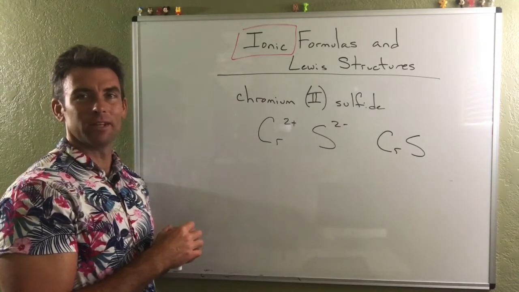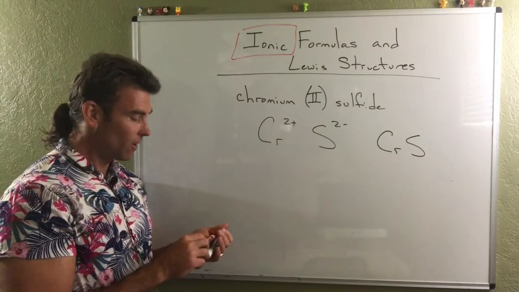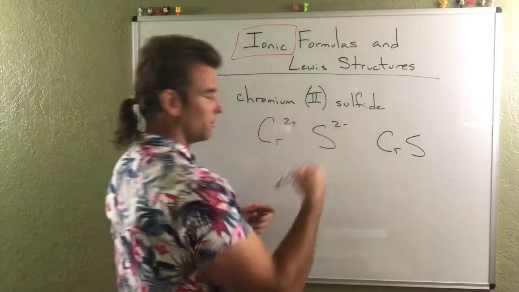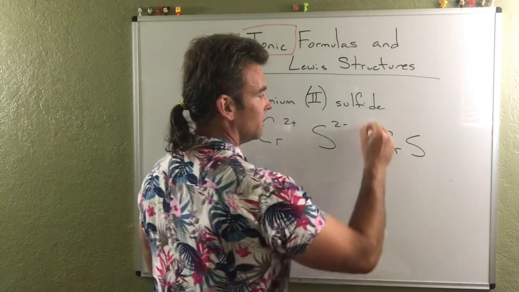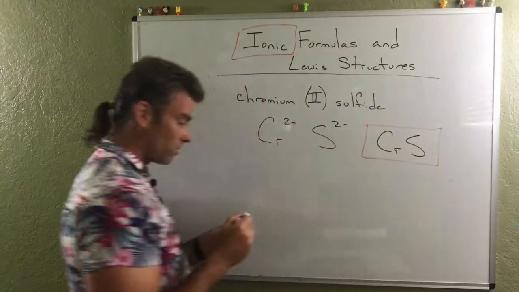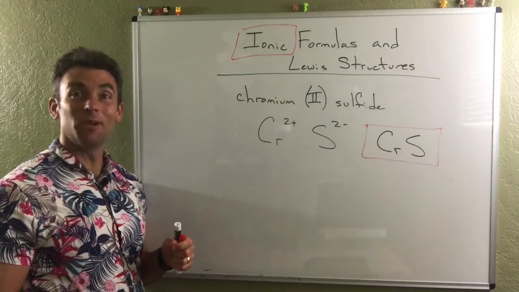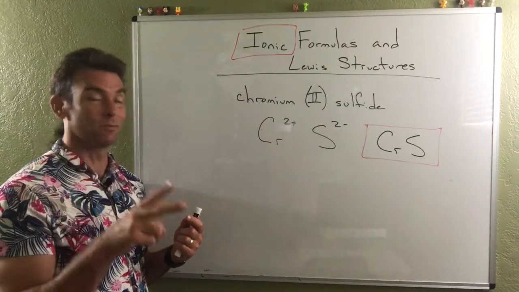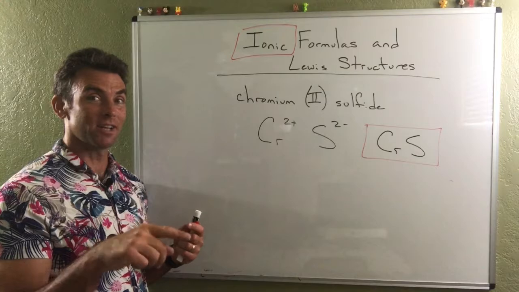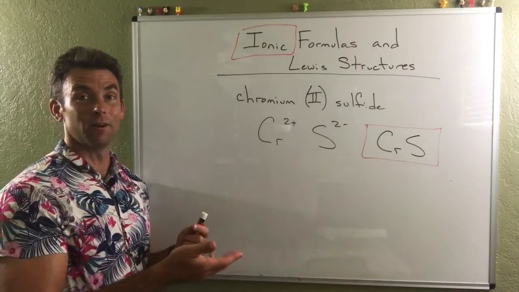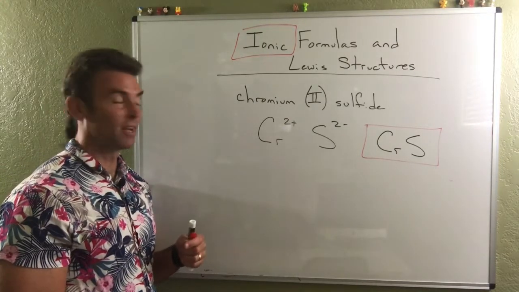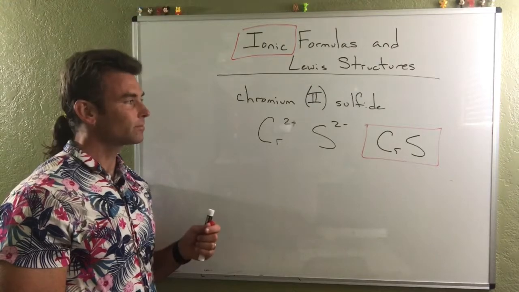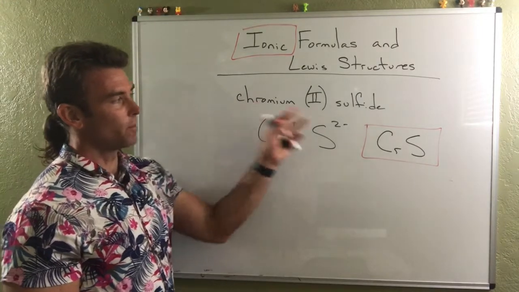Either way is perfectly acceptable to me. So you'll notice that chromium(II) sulfide is right here. And I won't insult your intelligence by showing you the Lewis structure, because it's super easy. One chromium with a 2+ charge, one sulfur with a 2- charge, bracket it, put a bunch of electrons around the sulfur. There you go, you're good. 8 electrons, I should say. So this is chromium(II) sulfide.